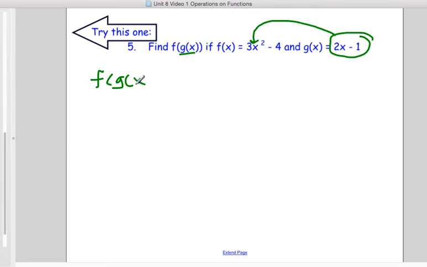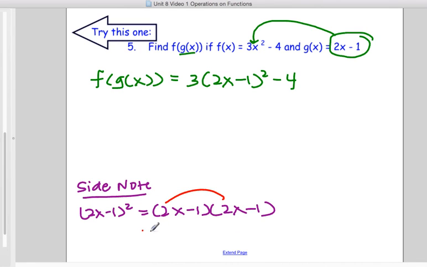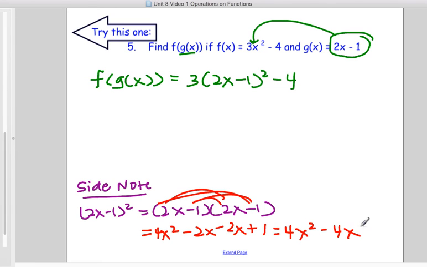So f of g of x is equal to 3 times 2x minus 1 squared, minus 4 times 2x minus 1. Okay, let's maybe do a little side note. What is 2x minus 1 squared? Well, it's 2x minus 1 times 2x minus 1. So I would FOIL. This gives me 4x squared minus 2x minus 2x plus 1. Combining like terms, I get 4x squared minus 4x plus 1.